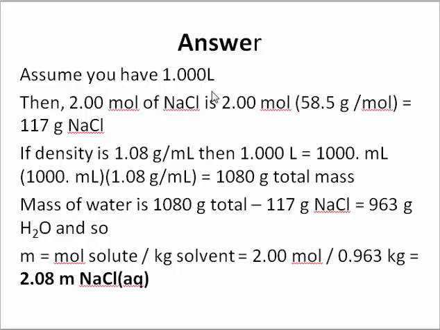So as stated in the hint, we will assume we have a liter of solution. What we know then is that we have 2 moles of sodium chloride with a mass of 117 grams. If the density is 1.08 grams per milliliter, our 1 liter of solution is equal to 1,000 milliliters of solution. And we can multiply this volume, 1,000 milliliters, by the density to obtain 1080 grams of total mass. Then the mass of water is 1080 minus 117, or 963 grams.